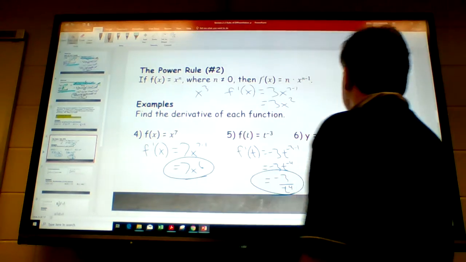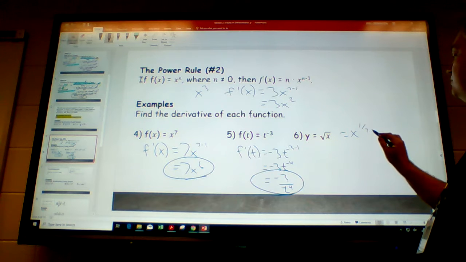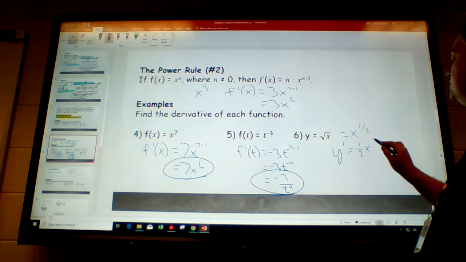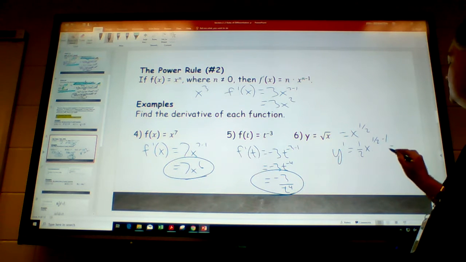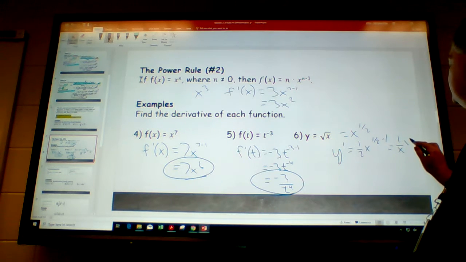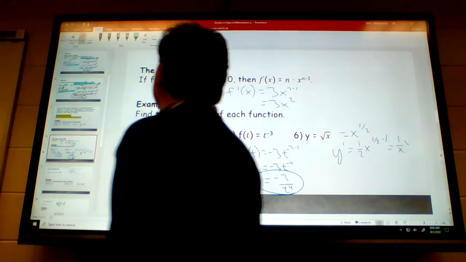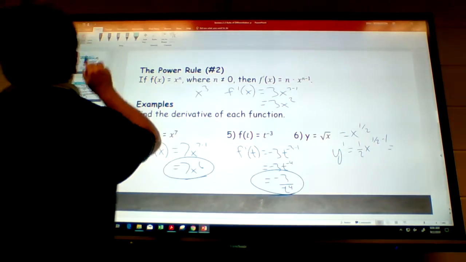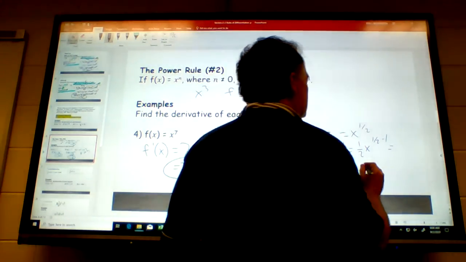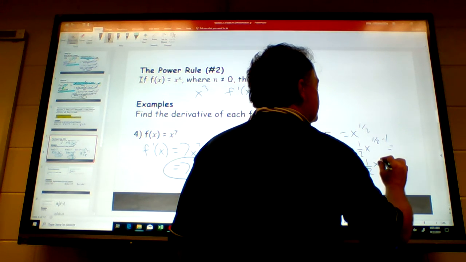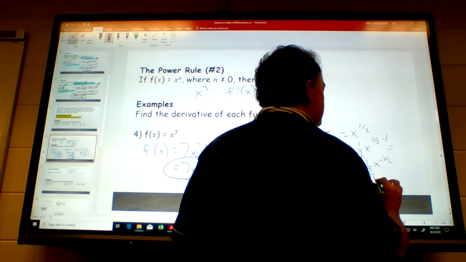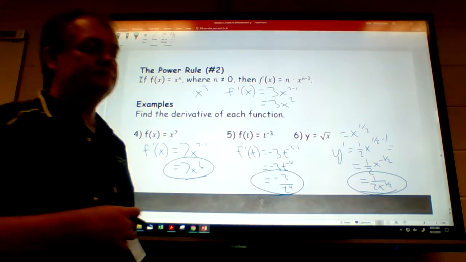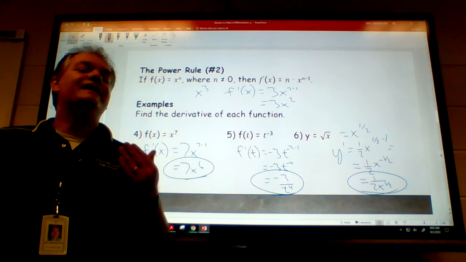All right, number 6 is x to the 1/2. So y prime is going to be 1/2 x to the 1/2 minus 1, which is 1/2 times x to the negative 1/2, which equals 1 over 2x to the 1/2. Should you write that? In most cases, yes.